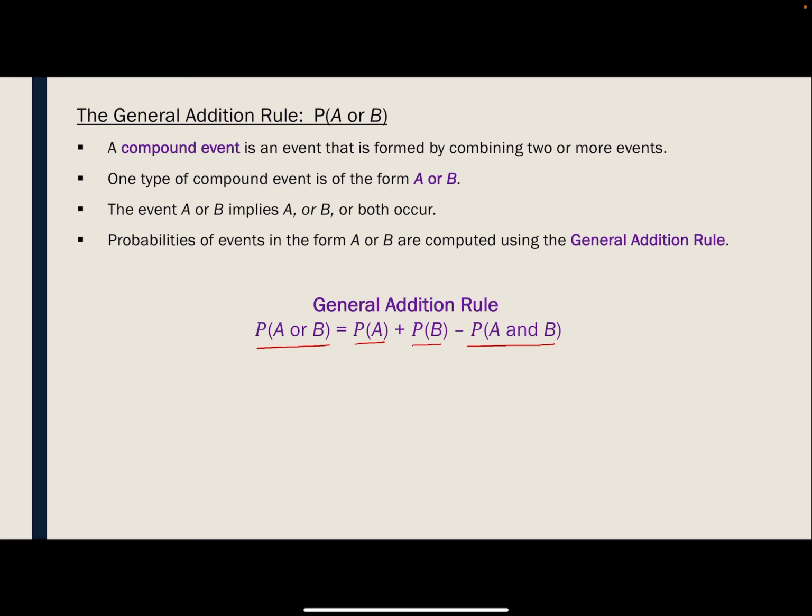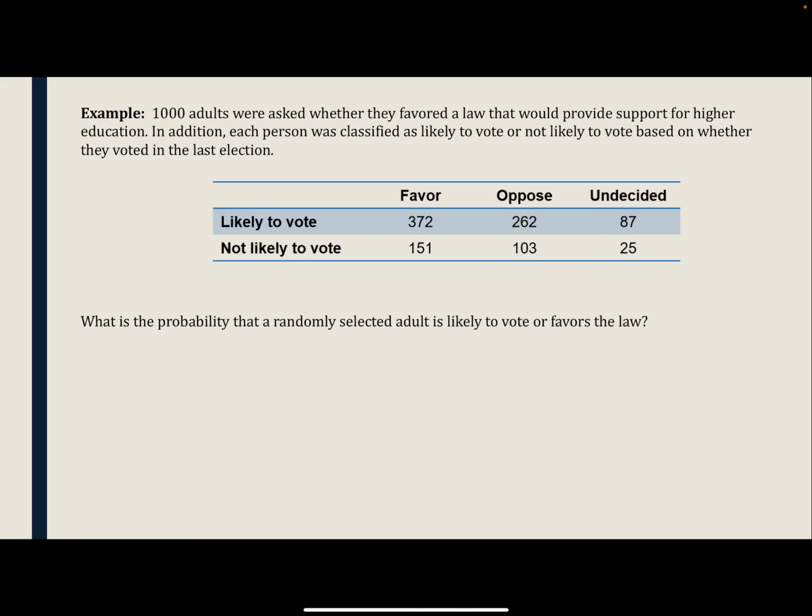All right, let's look at an example. So we have a contingency table. Remember that we studied these in Chapter 3. This one says 1,000 adults were asked whether they favored a law that would provide support for higher education. In addition, each person was classified as likely to vote or not likely to vote based on whether they voted in the last election.